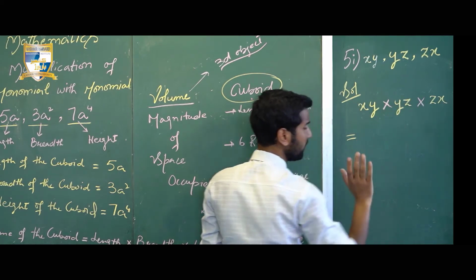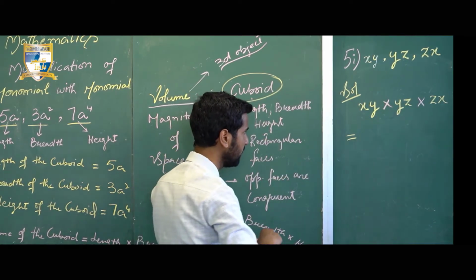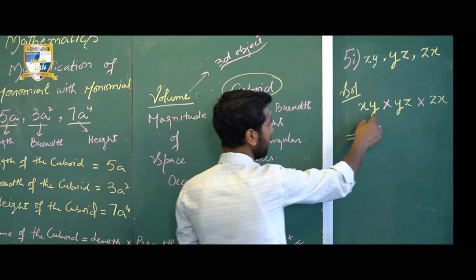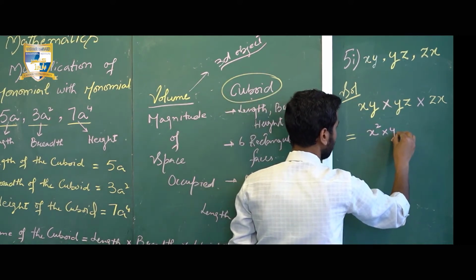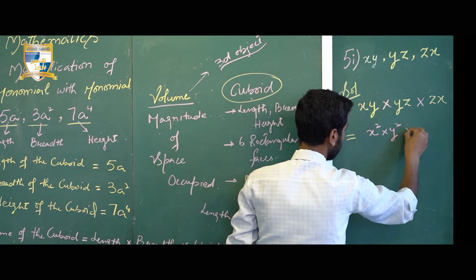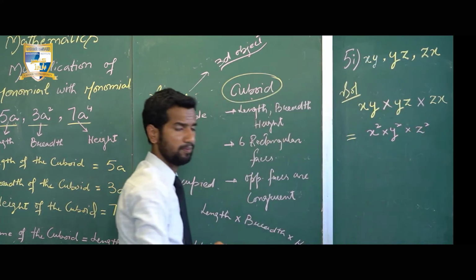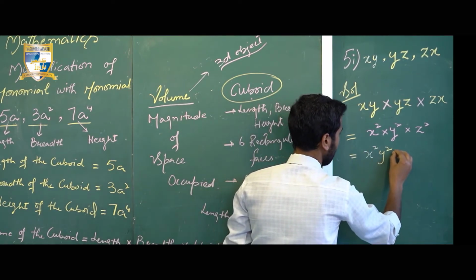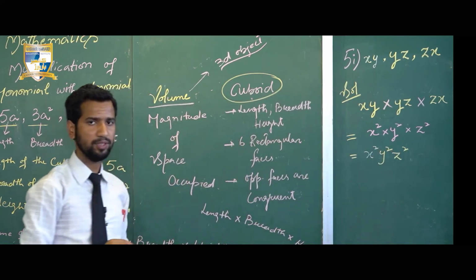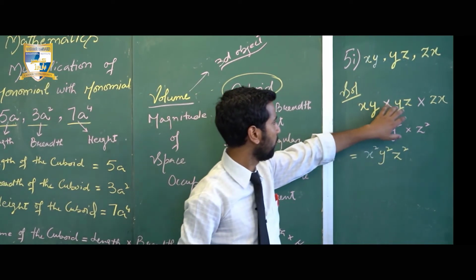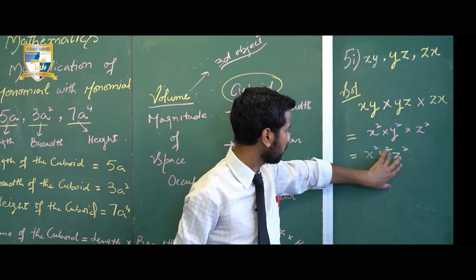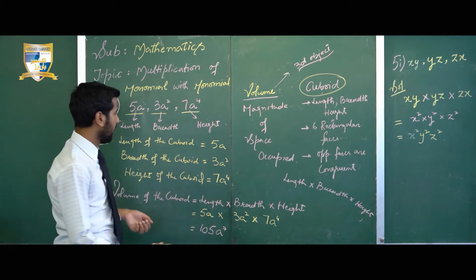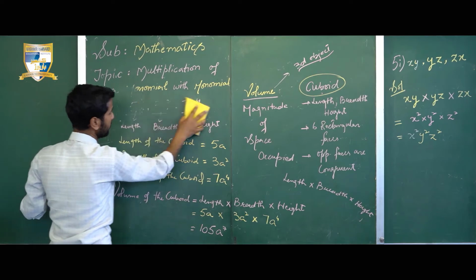So once again, according to the first law of exponents, when bases are same, powers will get added and it will become x square. Now y into y, it will become y square, and z into z, it will become z square. So what you are getting here, it is x square, y square and z square. So that is the product of xy into yz into zx, that it is equal to x square, y square, z square. So that was part number first in question number 5, and now we are going to do part number 2 of the same question.